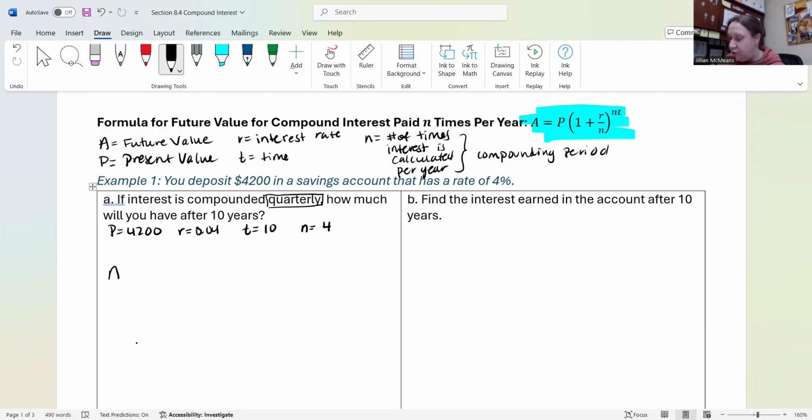So we know that we have the formula A equals P times 1 plus R divided by N. So you take your interest rate, divide it by whatever N is, and then you raise that stuff in parentheses to the N times T power. Okay? So we're going to get A equals P, which is 4,200, times 1 plus R over N, so 0.04 divided by 4. And then that stuff in parentheses is going to be raised to the 4 times 10 power.